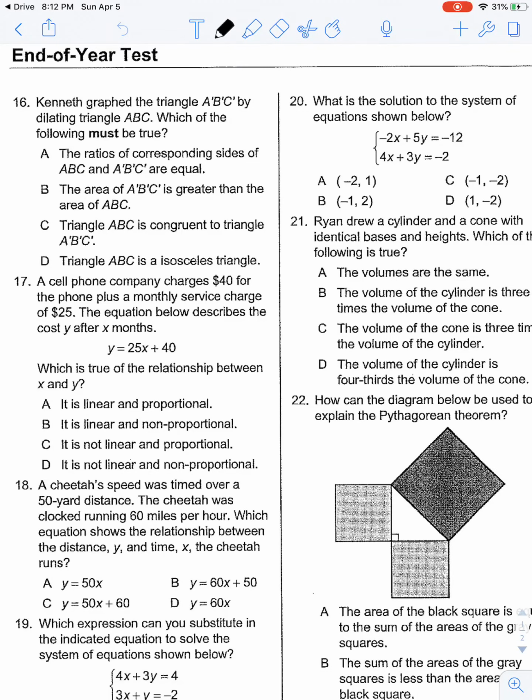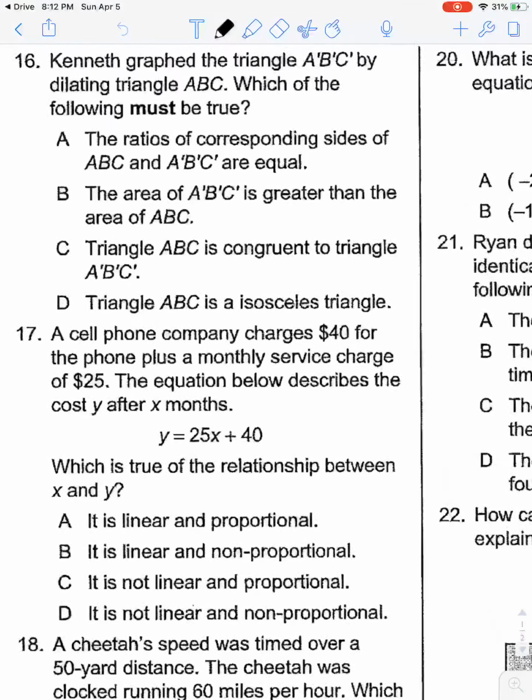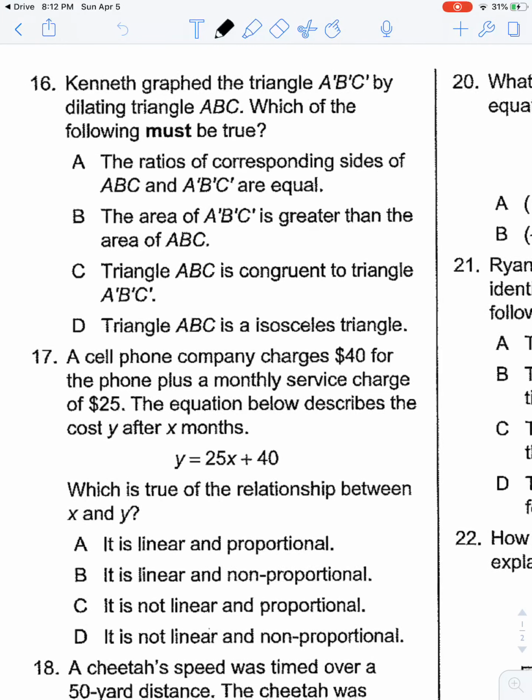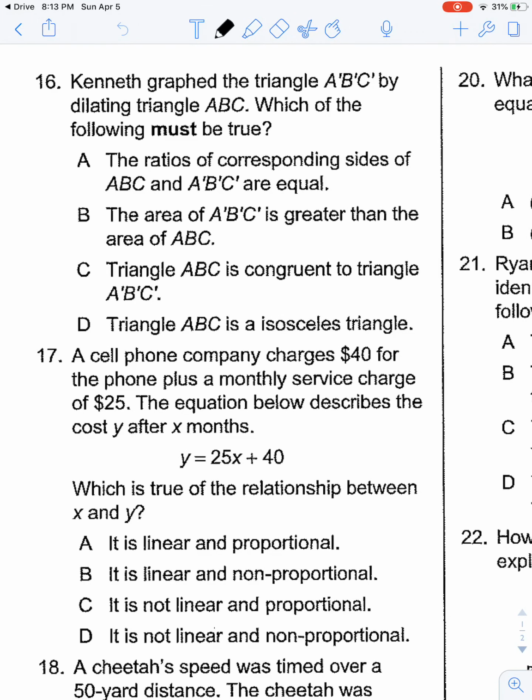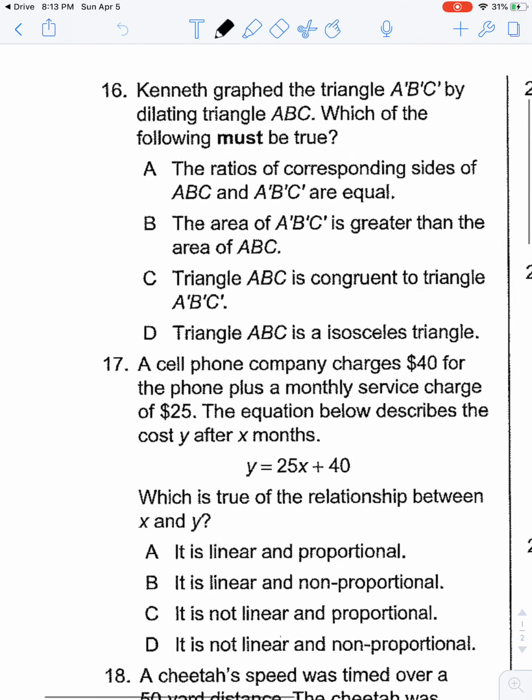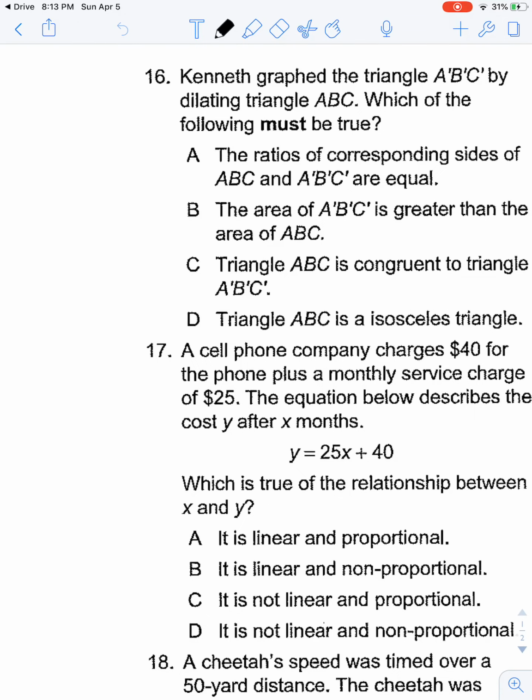Okay, we're on page 3 of the end of the year test. We're looking at number 16. Kenneth graphed the triangle A prime, B prime, C prime by dilating triangle ABC. Which of the following must be true? So we went from ABC. He dilated it to get to A prime, B prime, C prime. So what must be true?